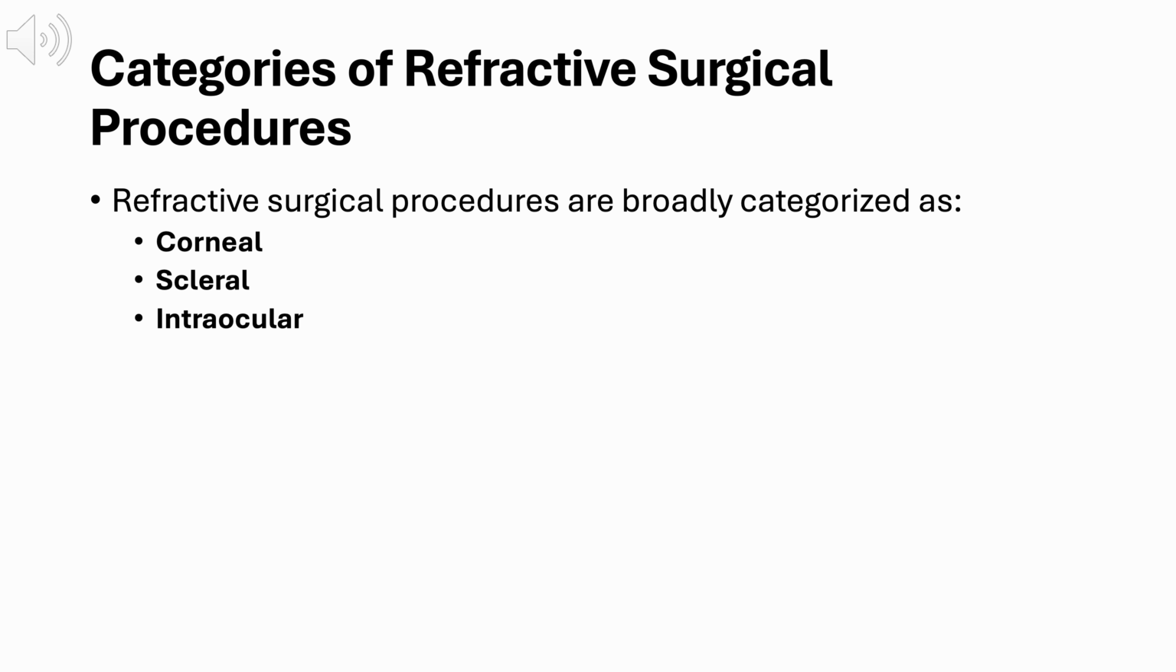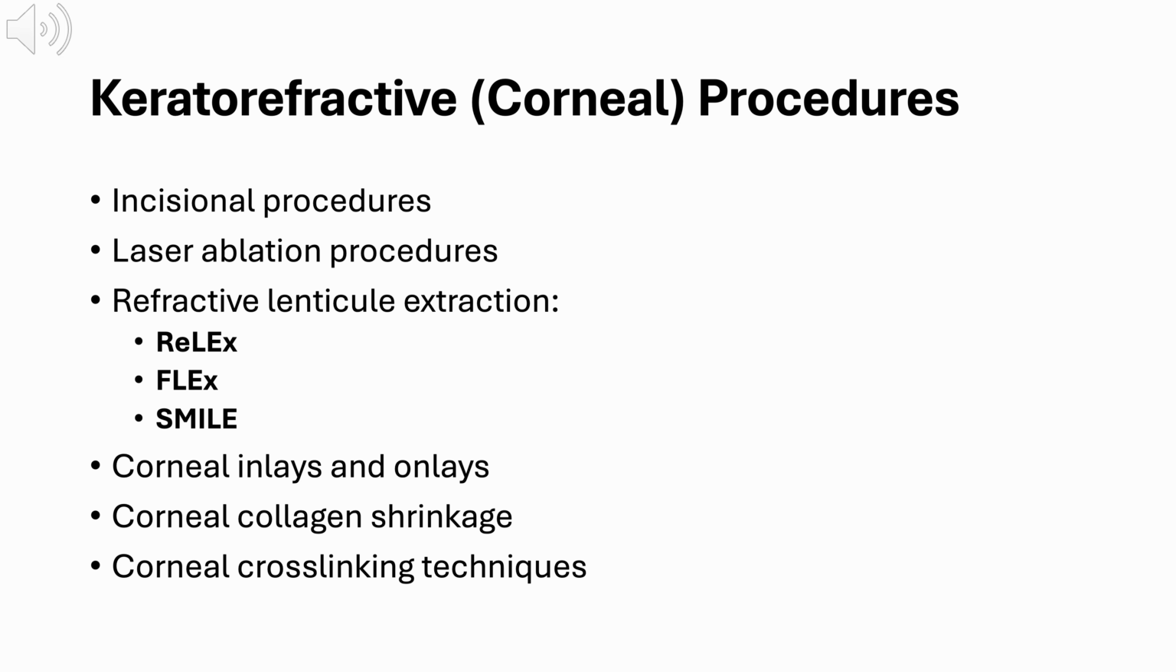the eye. Keeping these categories in mind is helpful because as we go through individual techniques later on, you'll see that patient selection, risk profiles, and long-term considerations differ substantially depending on which category a procedure falls into. Here is a quick review of the different types of keratorefractive procedures, which are the corneal-based approaches to refractive surgery. These procedures all work by modifying the cornea, either by changing its shape, its biomechanics, or its optical properties, in order to achieve a refractive effect.